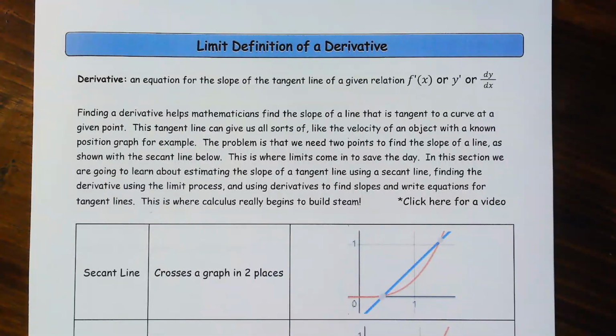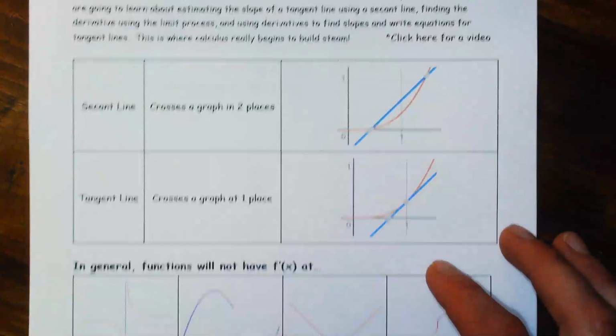So we're going to talk about estimating the slopes of tangent lines with a secant line, which is where everything begins. And then we're going to take that idea and apply the limit process to be able to find an exact derivative. And then what are our uses, like the basic uses of derivatives, finding slopes, writing equations for tangent lines. We're also going to talk a little bit about graphs and what graphs of derivatives look like. So there's a lot of stuff going on in this unit. That's why I wanted to make sure we knew.